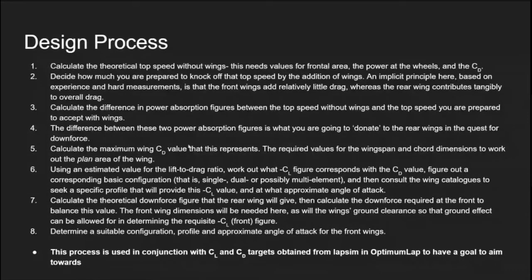And then from here, you can calculate the maximum CD value that this represents. You can do this by figuring out the actual box area of where your wing would be, and you just work out a general area and an approximate CD. Then from here, you can use an estimated lift to drag ratio to figure out what negative CL corresponds to this. In our case, we don't really do this. We actually use lapsim to get our CL targets.